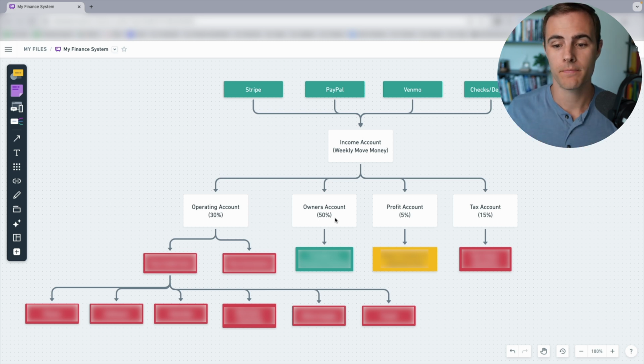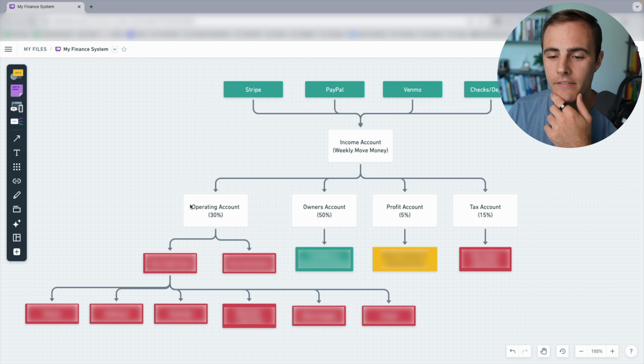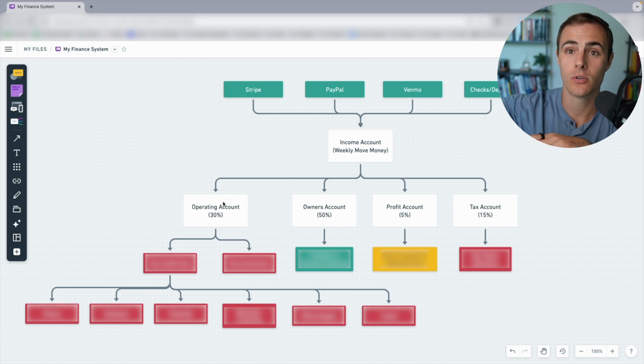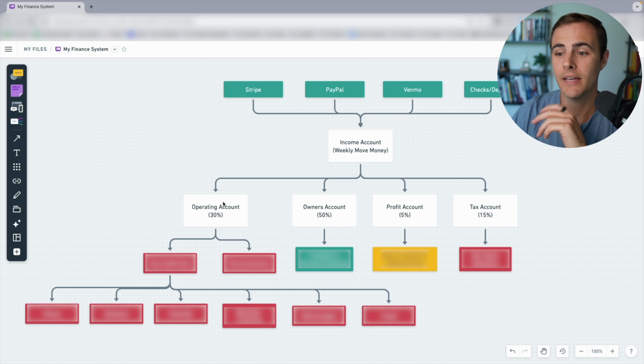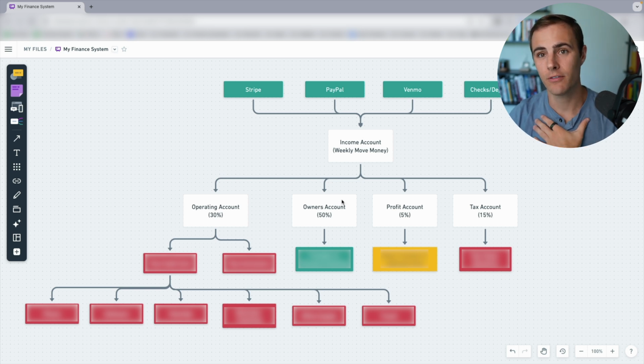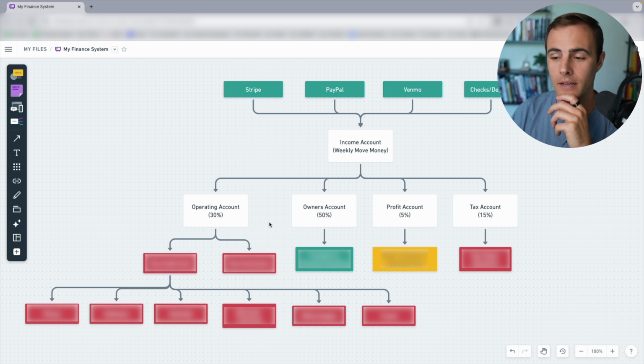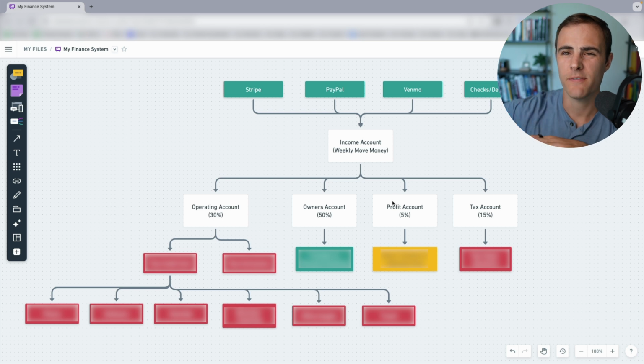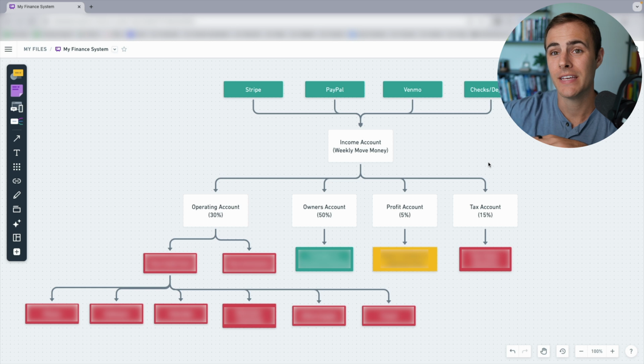Okay? So inside of your operating account, this is again how much it's going to cost you to run the business. Typically, every single week, I would just move 30% of this money over here. And then I would move into my owner's account, which is how much I pay myself. I would put 50% in here. My profit account, I put about 5% in there. And then my tax account, I would put about 15% in there.